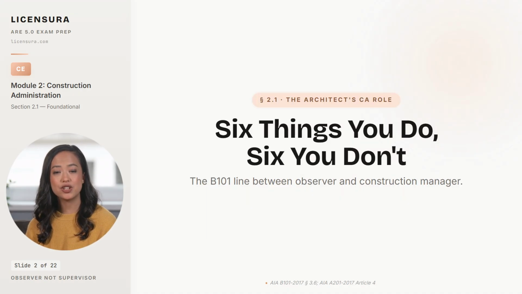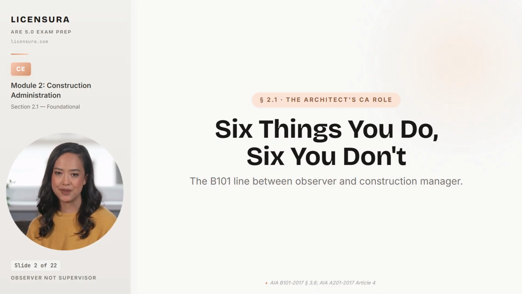Walk into any construction defect deposition, and you will hear the same question put to the architect over and over. Did you direct the contractor's work? Most architects, under pressure, want to say yes, because saying no feels like admitting they were not paying attention. But yes is the wrong answer, both legally and contractually. The architect who answers yes gets sued personally on the next page of the complaint, because that one word converts an observer into the contractor's de facto superintendent.